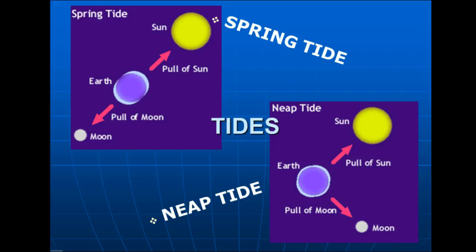Okay, the next phenomena caused by the rotation of the Earth are the tides. Write in your notes that tides are the rhythmic rise and fall of the water level of the oceans as the Earth rotates on its axis. Write that in your notes right now.